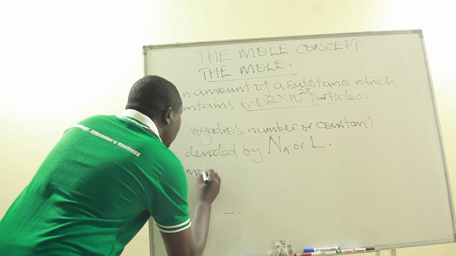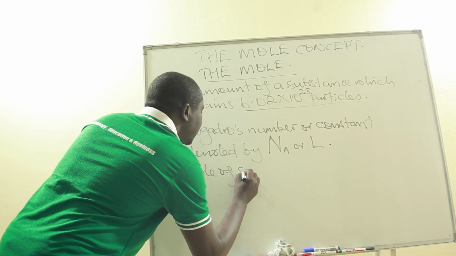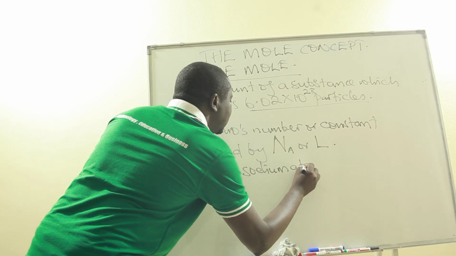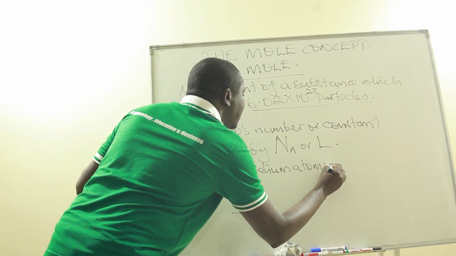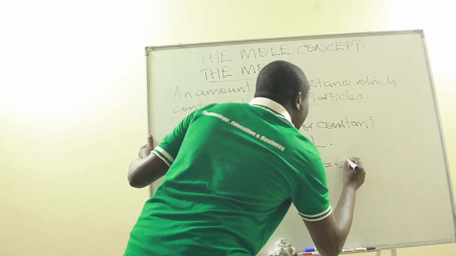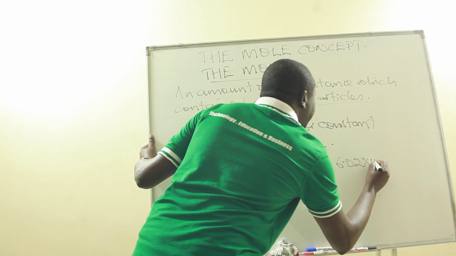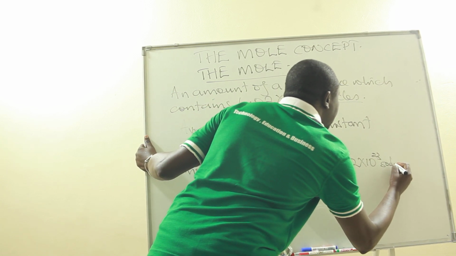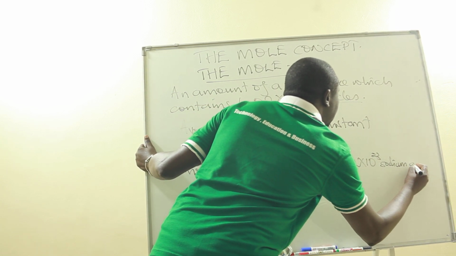So don't forget that this is what we call a mole, meaning that if I have 1 mole of sodium atoms, the 1 mole of sodium atoms consists of 6.02 times 10 raised to the power 23 sodium atoms.